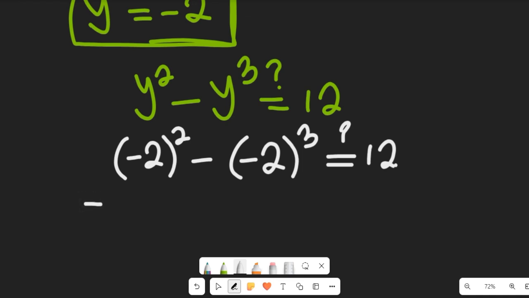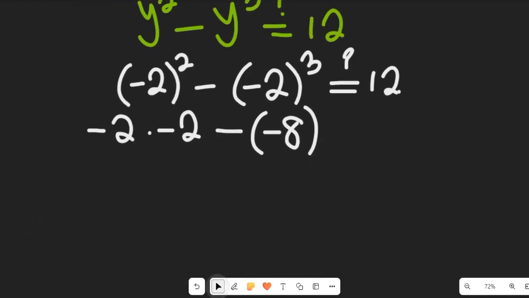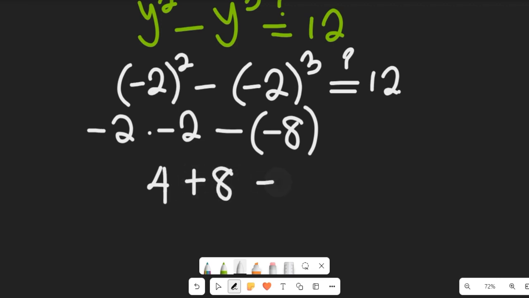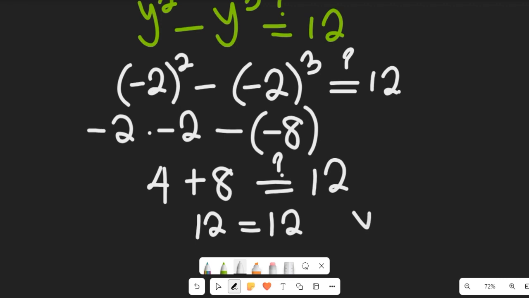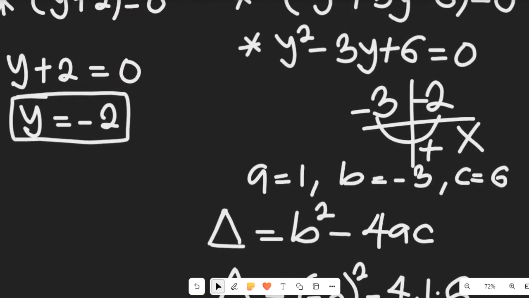Negative 2 squared is going to give me minus 2 multiplied by minus 2, which is 4, minus, and this is going to give me minus 2 multiplied by minus 2 multiplied by minus 2, and that will be negative 8. While this gives me 4, this is going to give me plus 8. Is it equal to 12? 8 plus 4 is 12. So that is equal to 12. So that confirms that the value of y equal to negative 2 is truly the right solution that satisfies that polynomial expression that is given to us up there.